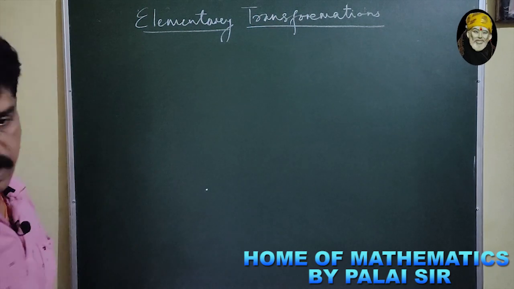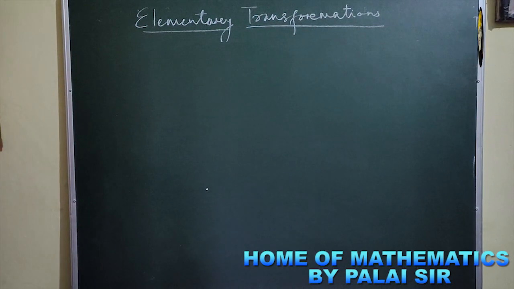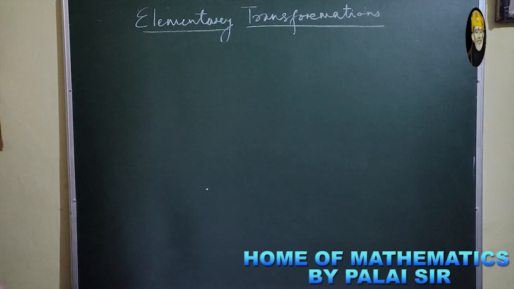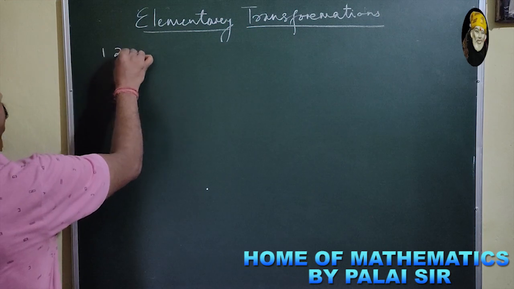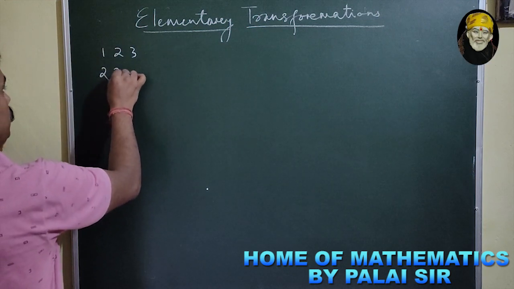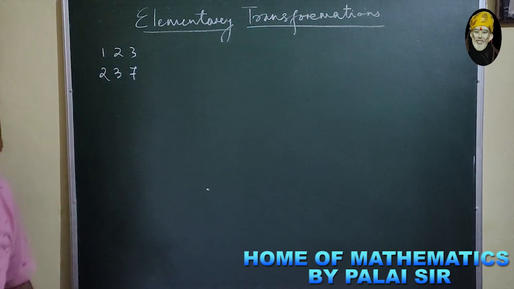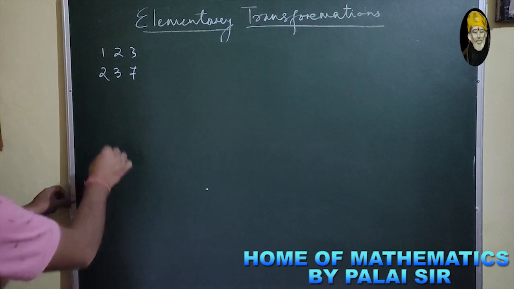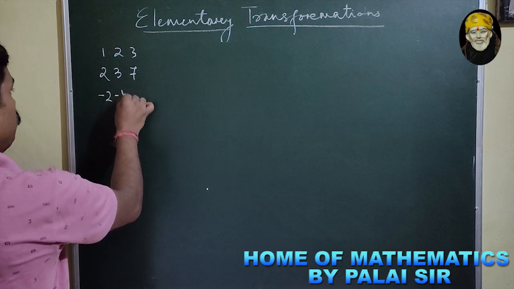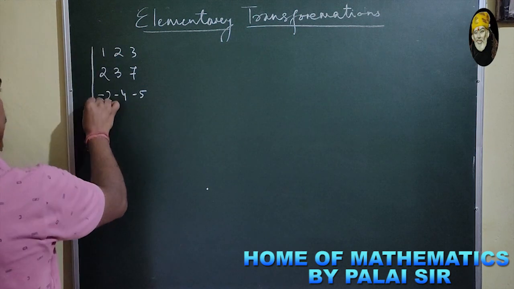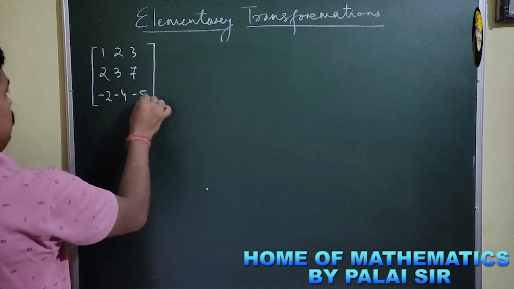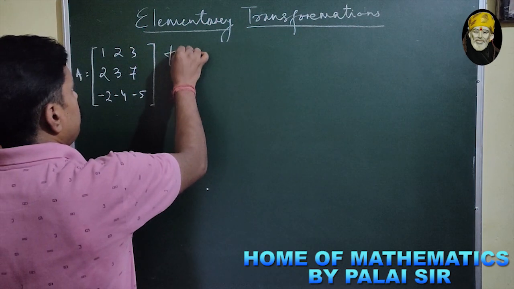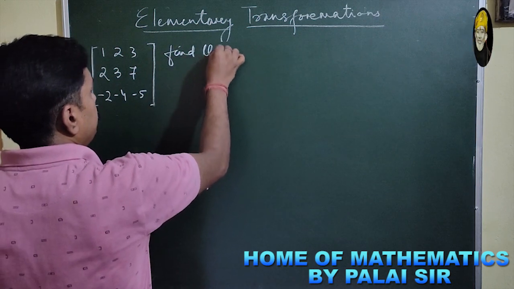Suppose we are going to find the inverse of the matrix 1, 2, 3, 2, 3, 7, and minus 2, minus 4, minus 5. This is the matrix, and it is named A. And what is our question? We have to find the inverse of this.